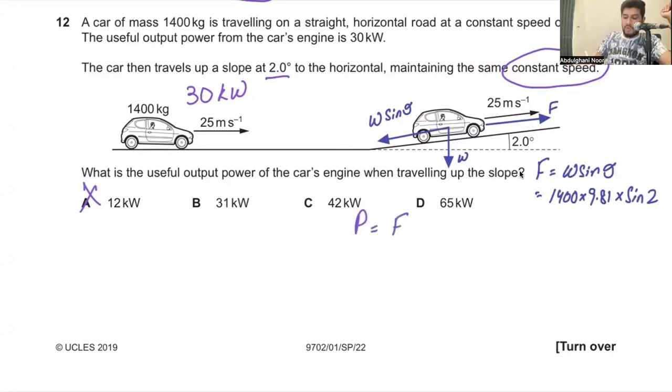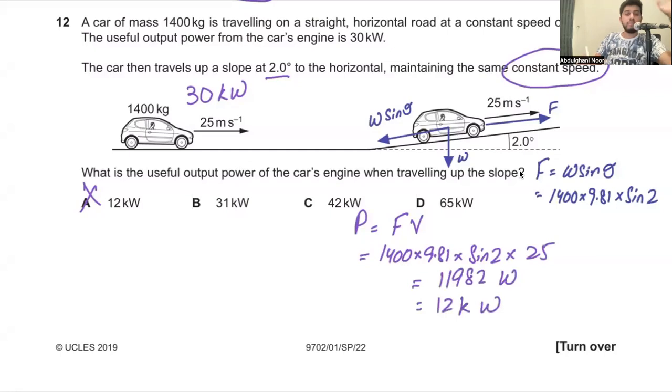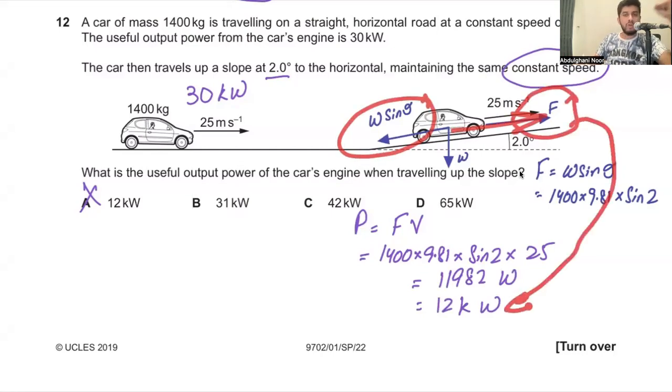पावर इज इक्वल टू एफ वी. द फोर्स इज 1400 into 9.81 into sine 2. The speed is 25, and that gives me 11982 watts, which is 12 kilowatts. Rounded off, it's 12 kilowatts. इसका मतलब ये है कि ये जो इंक्लाइन स्लोप पे आया, तो ये जो वेट का कंपोनेंट है, सिर्फ इसको काउंटर करने के लिए इसको जो एडिशनल पावर लगानी पड़ रही है वो 12 किलोवाट्स है.